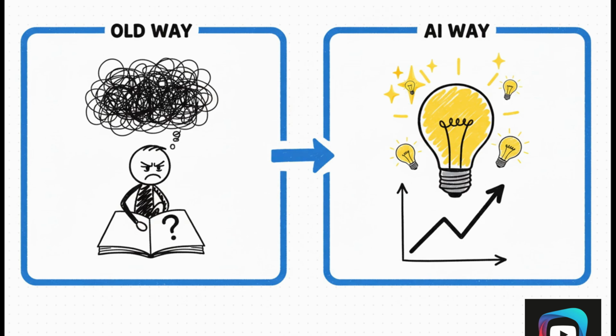I mean, we've all been there. The old way, it's just hours of brainstorming, writer's block, and basically just guessing what might work. But the AI way? Well, as you can see, it completely flips that on its head. It turns that struggle into a nonstop stream of instant ideas, countless hooks to grab attention, and topics that are actually based on what's trending right now. It's a game changer.